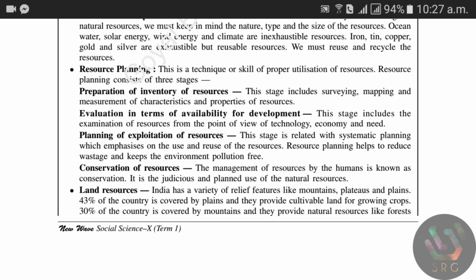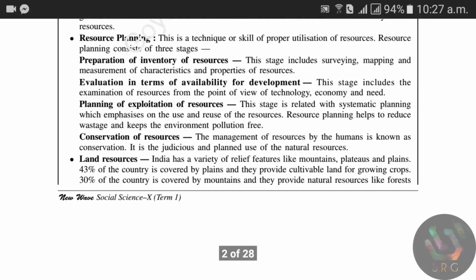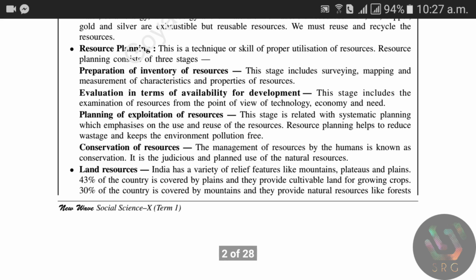Evaluation in terms of ability for development. This stage includes the examination of resources from the point of view of technology, economy, and need. Means just to make the resource happen, or what emphasizes the resources to be useful to humankind.